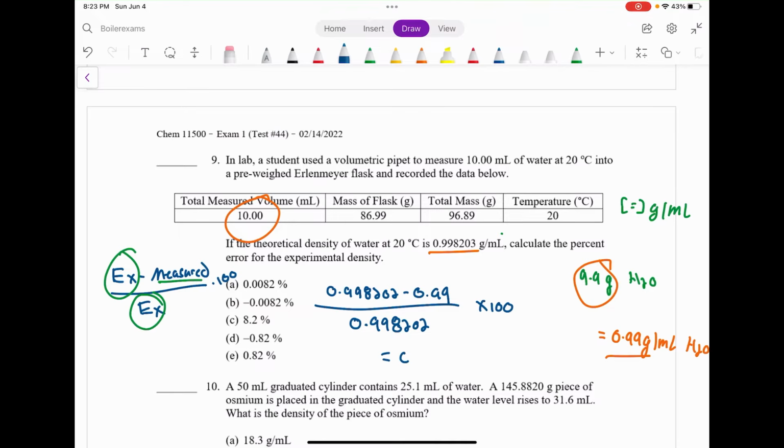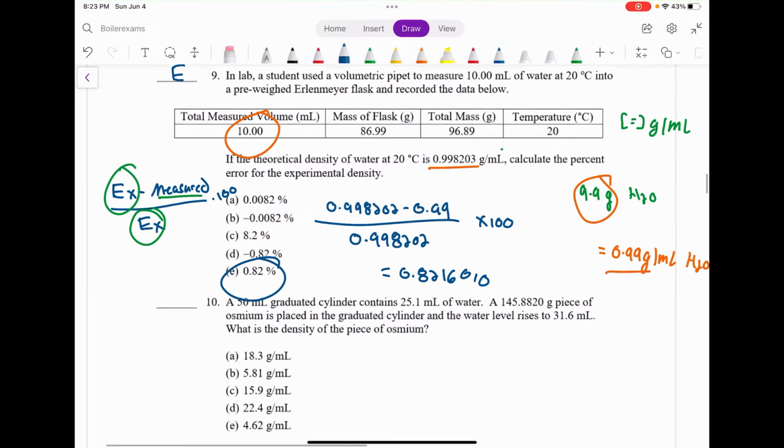And I got 0.8216% error, which is E, which is correct. Wonderful.